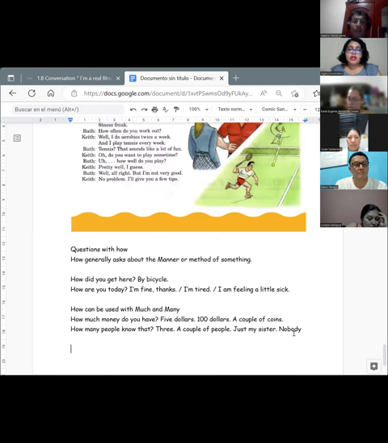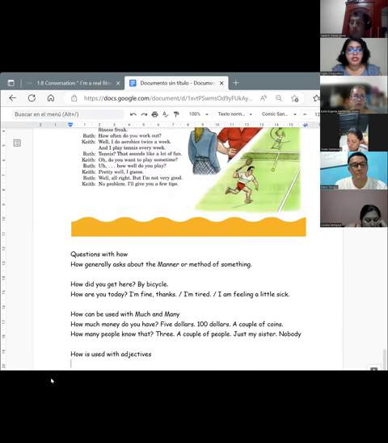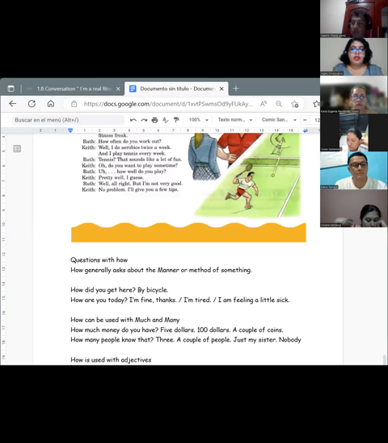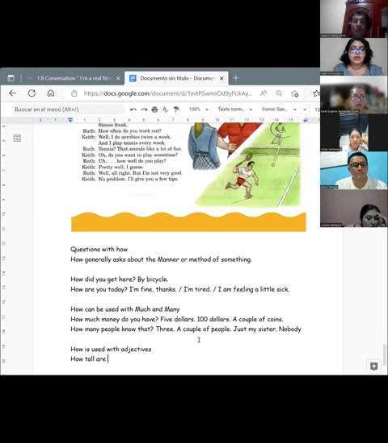Then, how is used with adjectives. Que obviamente ustedes saben que los adjetivos nos sirven para describir. So, we have the question here. How tall are you? ¿Qué tan alto eres? ¿O cuál es tu estatura?